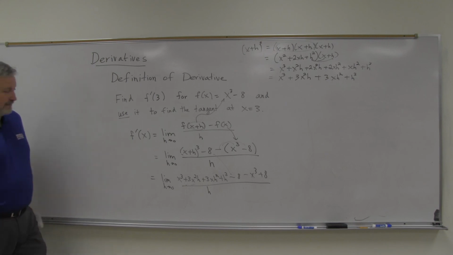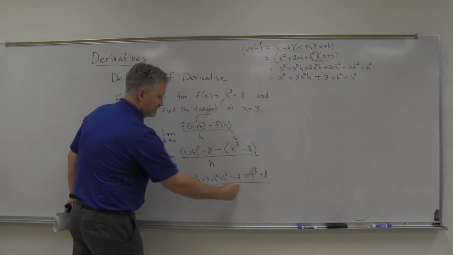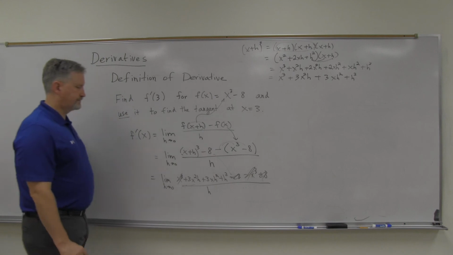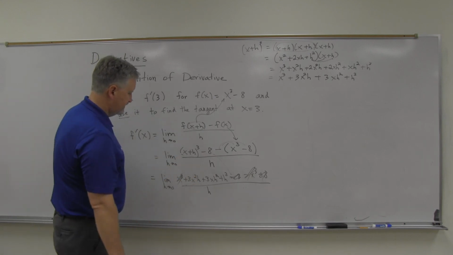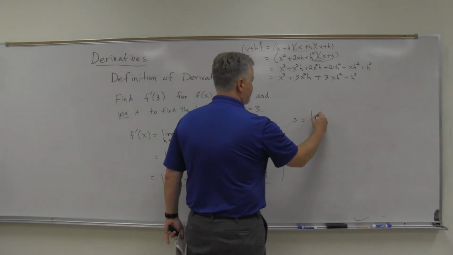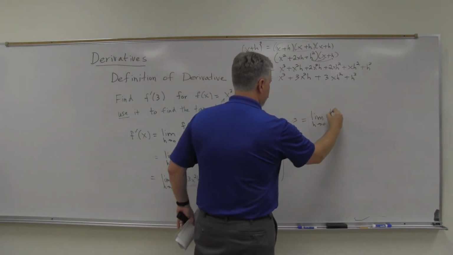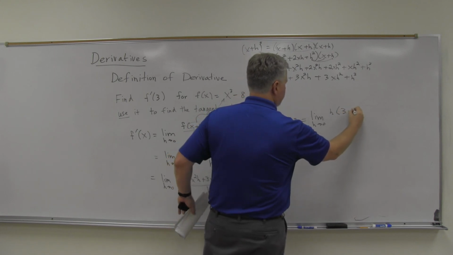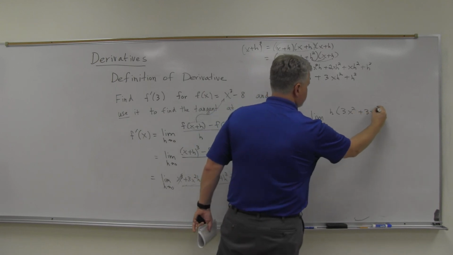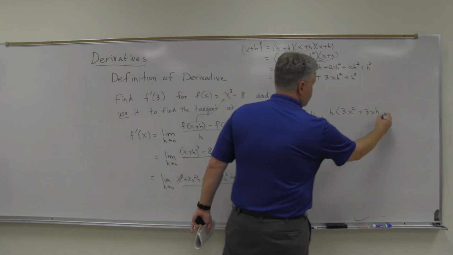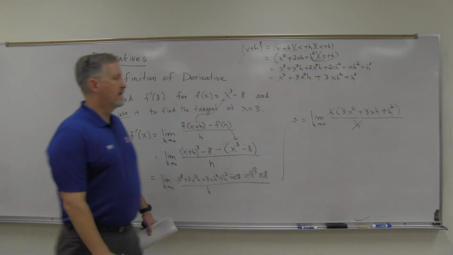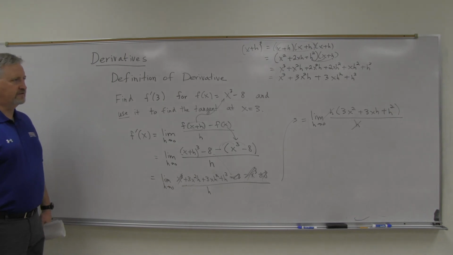Well, some nice things do happen. I've got an x cubed and a minus x cubed, and I've got a minus 8 and a plus 8. So all that's left is those three terms right there. But they all have an h in them, so I can factor off that h. It'll be 3x squared plus 3xh plus h squared, and then I can cancel off my h.